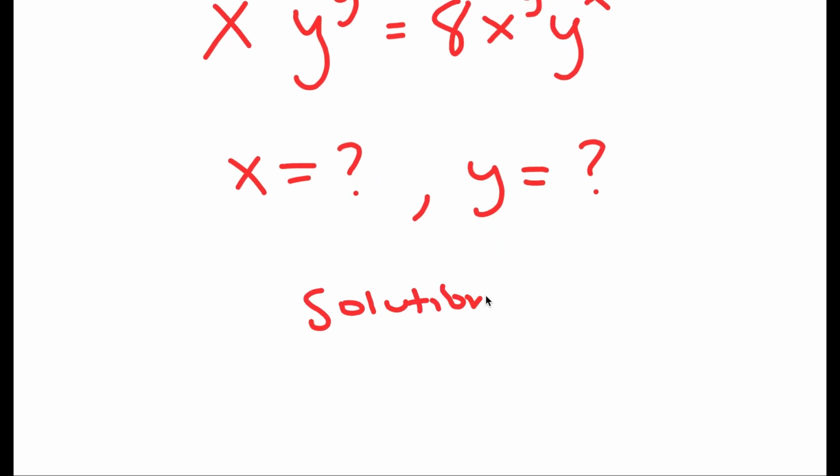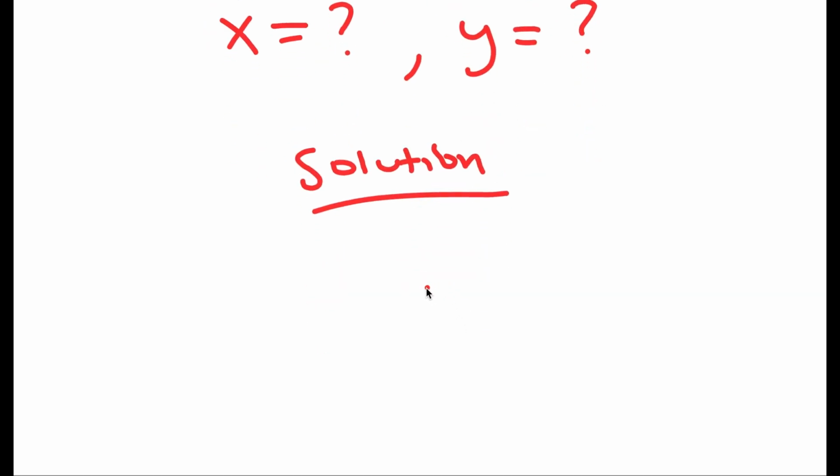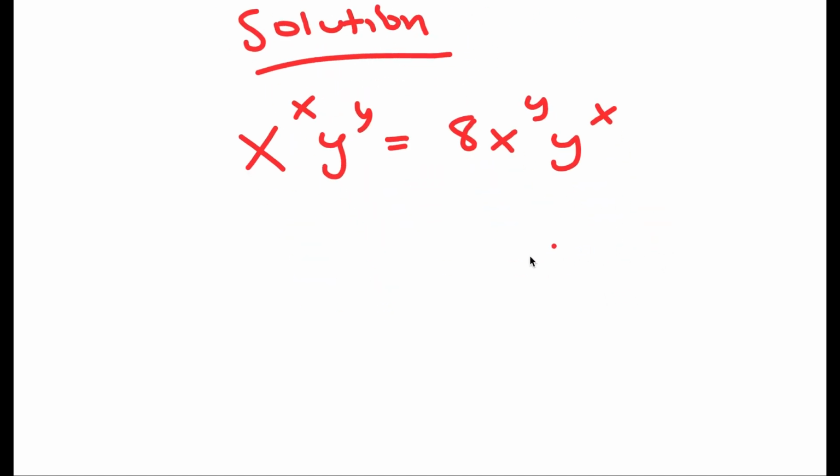So to do that, let me write my equation over here. x to the power of x times y to the power of y is equal to 8 times x to the power of y times y to the power of x. So to solve this, I'm going to start by dividing both sides by y to the power of x times x to the power of y.